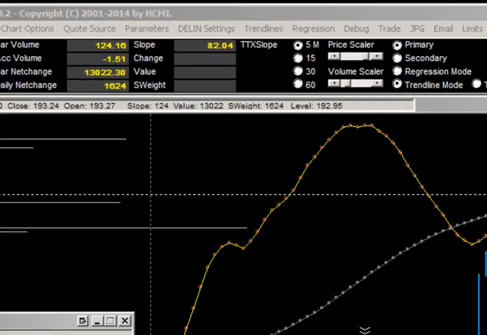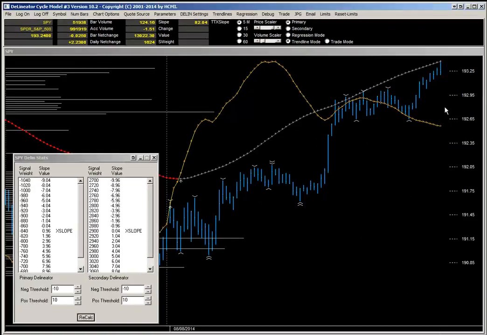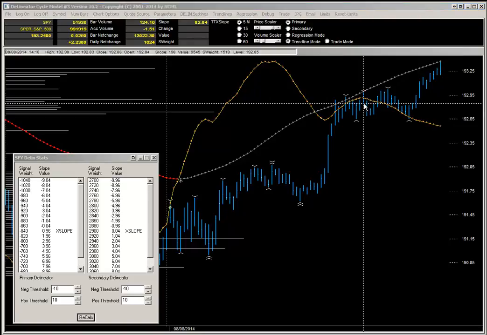So that change is obviously minus 1.51. So we now know that the value of the slope has declined by that amount, and in fact by looking at our slope graph we can see that the slope had been declining since about 2:10 in the afternoon.